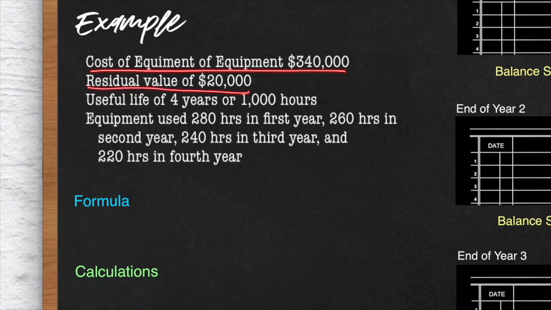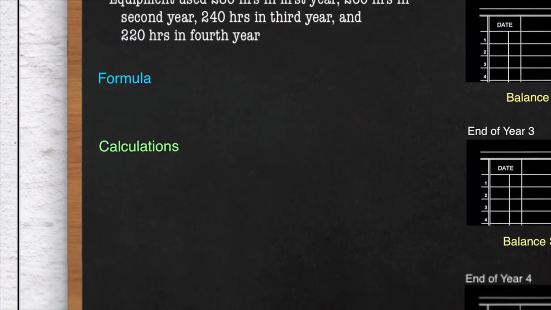The cost of the equipment is $340,000. Residual value is $20,000. Useful life of 4 years or 1,000 hours. And the equipment was actually used for a certain amount of hours for those 4 years.